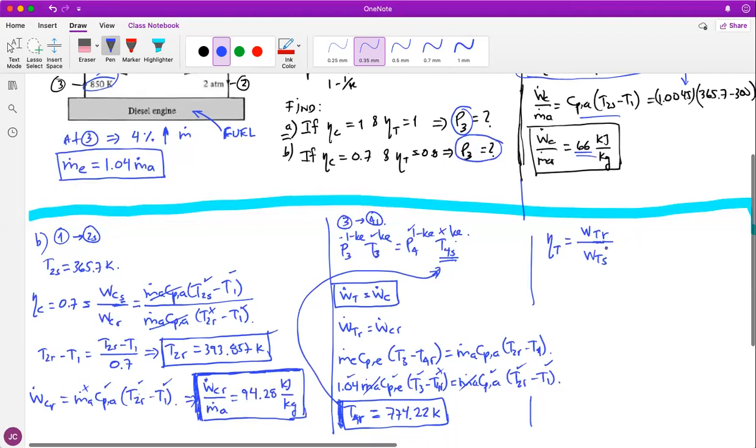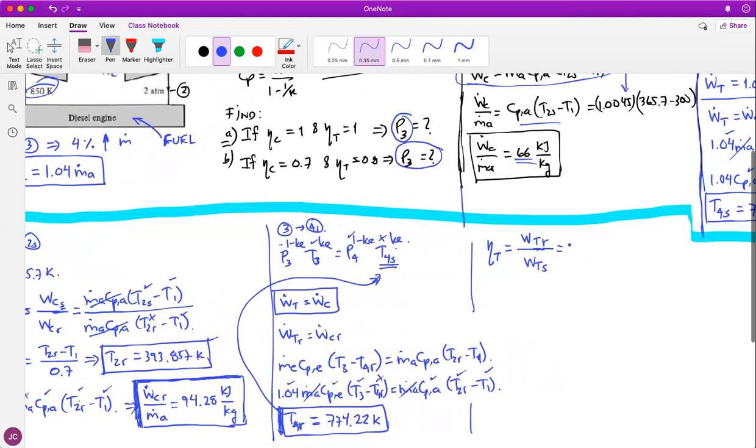Okay, so if this thing is correct, I already know that the value is 0.8 according to the problem. Therefore, I can write something like this: ME, you know this stuff, and T3 minus T4R, divided by ME CP, this guy is E, but now it's T3 minus T4S, okay? So these guys will just go. This guy I already have. I already have this T4R, but now the unknown is the isentropic one.